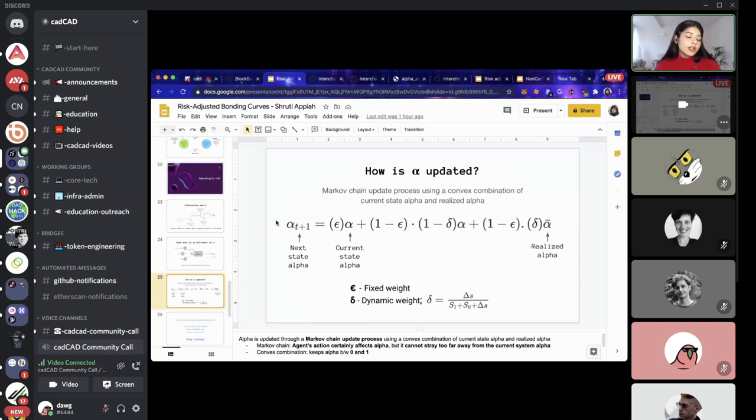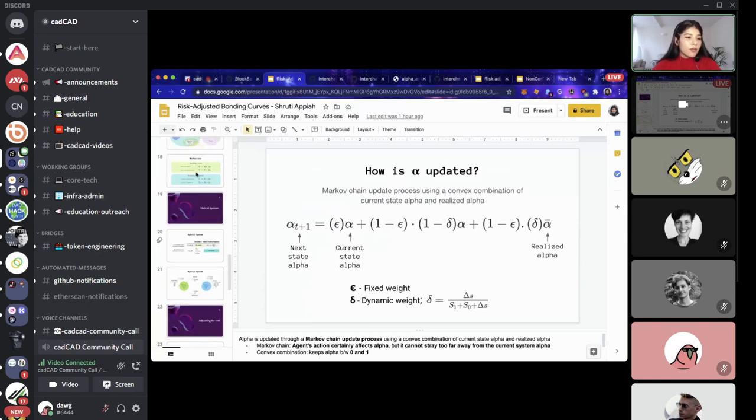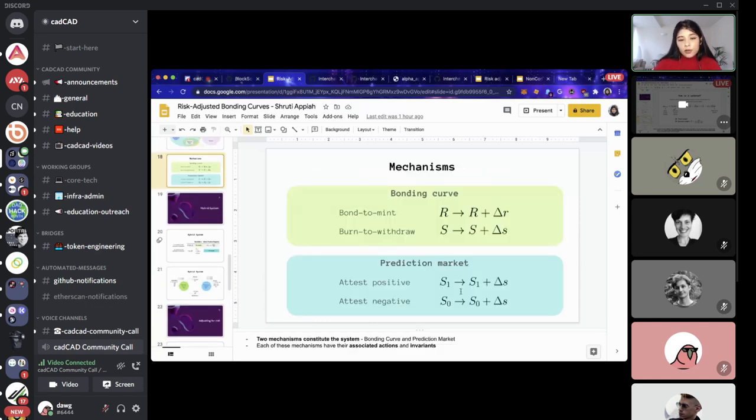Yeah, as long as the agents participate in the bonding curve, they're able to participate in the prediction market as well. So the only prerequisite for participating in the prediction market is that you hold some amount of supply tokens, and you're able to acquire supply tokens by bonding into the bonding curve. You can acquire those supply tokens, and then you're able to make attestations. And so the attestations basically move alpha up and down, and thereby you're controlling your investments based on the risk factor associated with these projects.